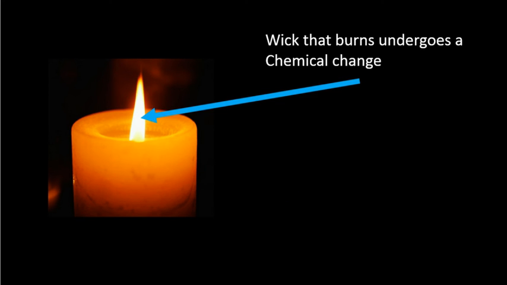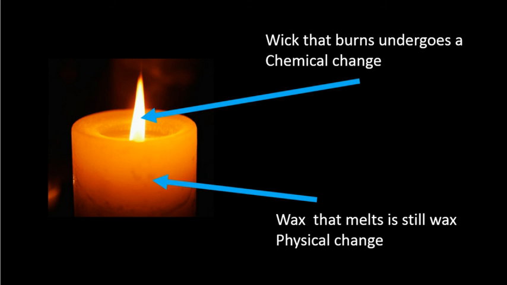And then the part that is a physical change is the wax that melts. The melted wax would no longer be a solid. It's melting down to a liquid, but the wax is still wax. It's just in a different state of matter. So this would be an instance of both a physical and a chemical change.